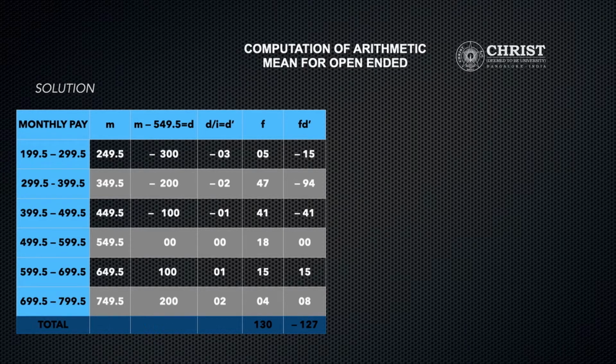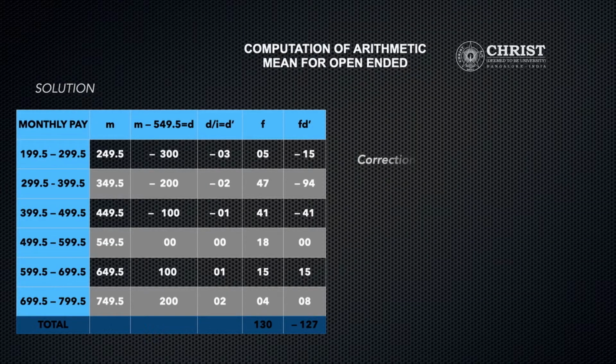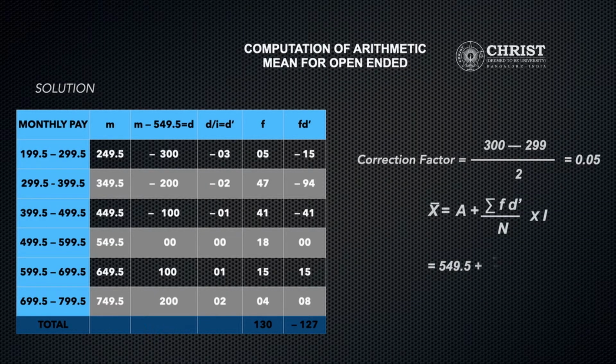Now we have to substitute the values in the equation. So I have explained how we are getting the correction factor. From the lower limit, it's subtracted and it's added to the upper limits. So substituting values in the equation, x bar is equal to A plus sigma FD dash by N into I. So 549.5 was our assumed mean, plus minus 127 divided by 130 into 100. So 549.5 minus 97.69. So the value is rupees 451.81.